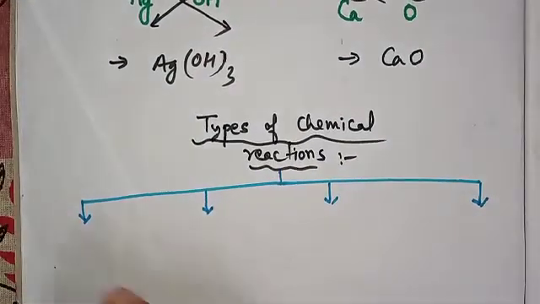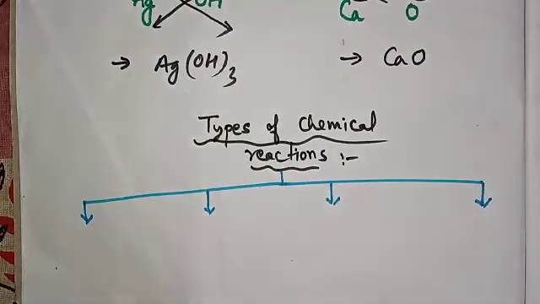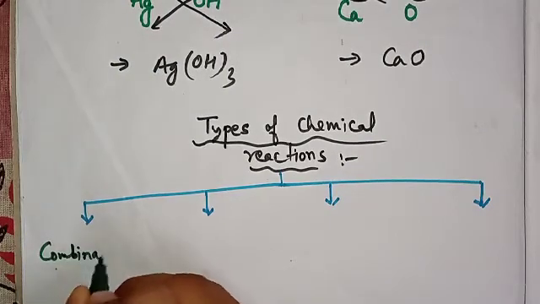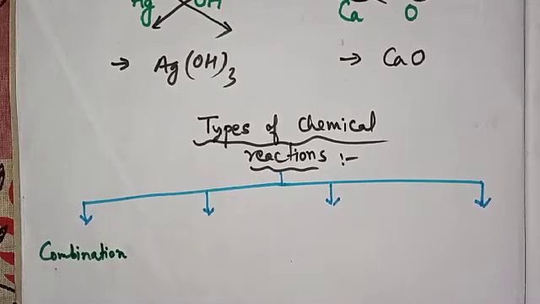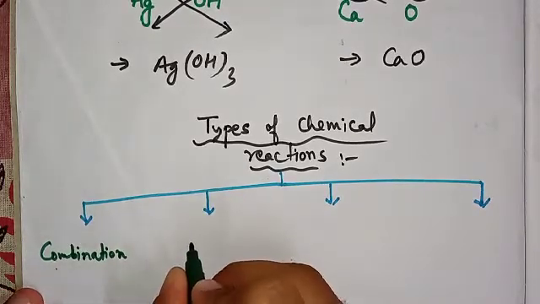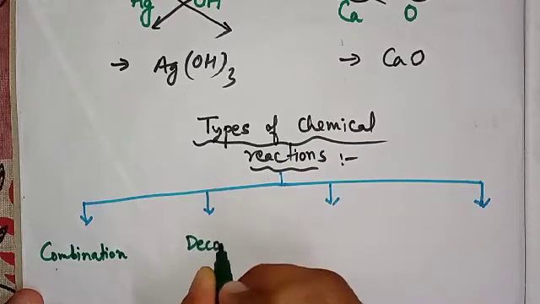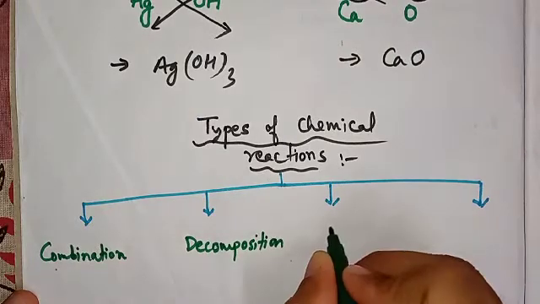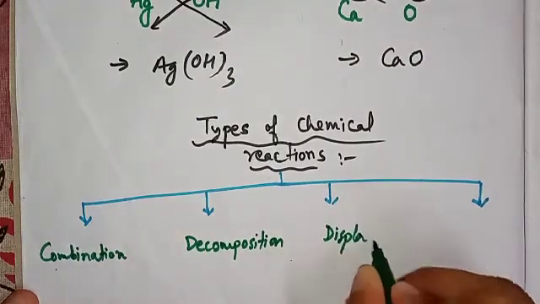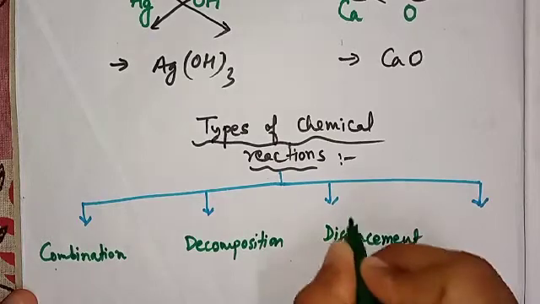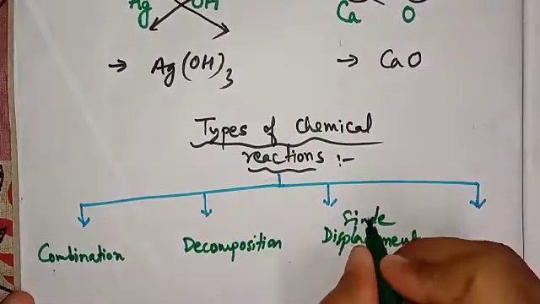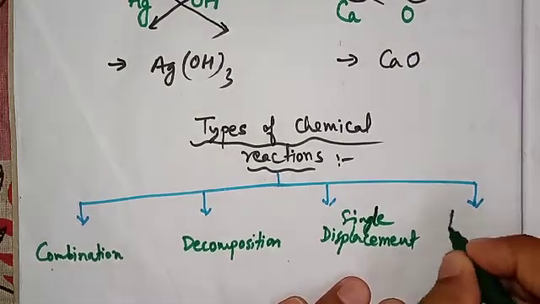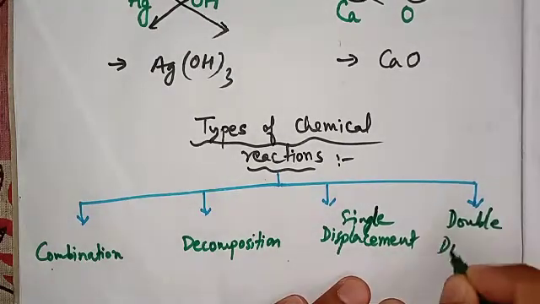Types of chemical reactions. The first one is combination reaction. The second one is decomposition reaction. The third one is displacement or single displacement reaction. So we are writing single over here, okay? It will make our concept more crystal clear. Single displacement. And the last one is double displacement reaction.